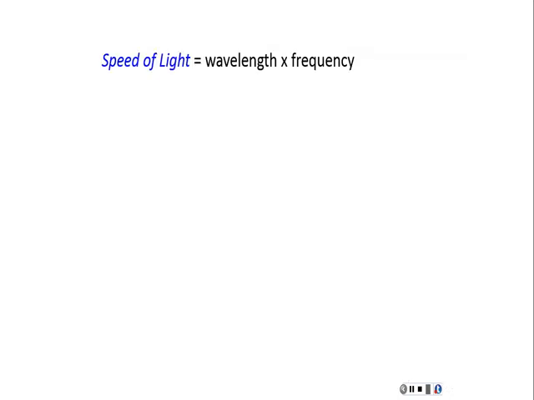Right, now we're going to take a look at the math involved with light. So we start off with a simple equation. The speed of light is equal to the wavelength times the frequency. And these are the symbols that we're going to be using. A small c will represent the speed of light. These are the Greek letters that represent wavelength and frequency. If you recall from earlier, this is lambda and this is nu.